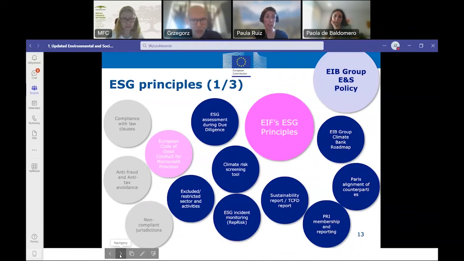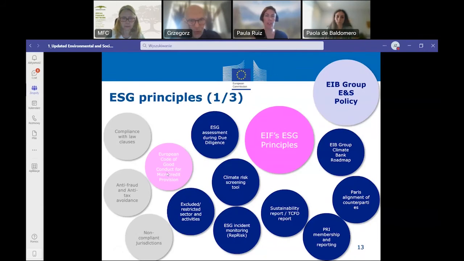Finally, specifically for microfinance, as you have also mentioned before, for banks, we are requiring them to endorse the European Code of Good Conduct for microcredit provision. And in case of non-banks, they have to comply with it. And this provides us also with a lot of comfort when we are implementing the other parts, because this sets the standard quite high with respect to the previous items. Next slide, please.